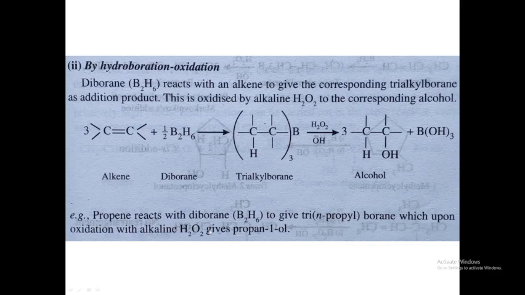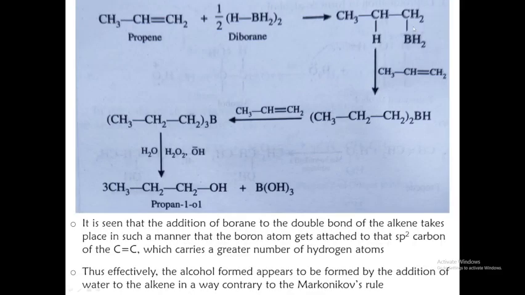The reaction scheme is shown here. Propene is represented here, CH3CH=CH2. It reacts with the diborane, half B2H6 twice, diborane. So here the first molecule of diborane will give an intermediate compound like this, CH3CH2CH2BH2. The BH2 part has gone to this carbon atom and the hydrogen of this borane will go to this carbon atom.